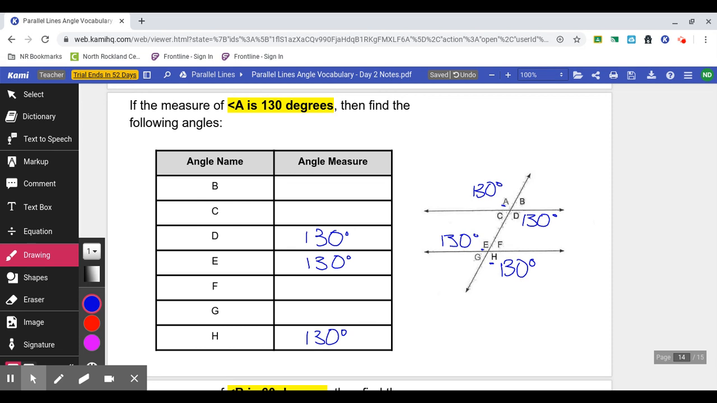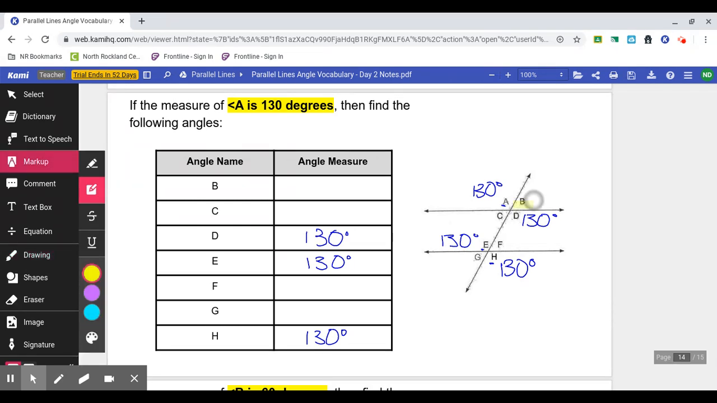Now we got to do some math to figure out the remaining angles, which is B, C, F, and G. I'm going to look at the first parallel line here. I'm going to take the fact that angle B and D are supplementary. They're on a straight line, so they're supplementary and they're right next to each other.